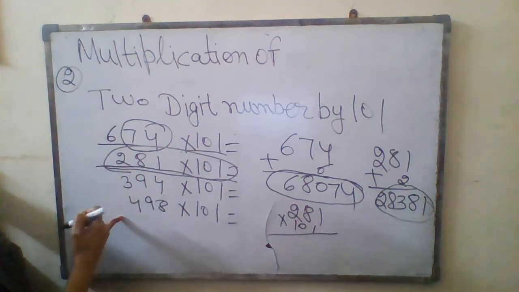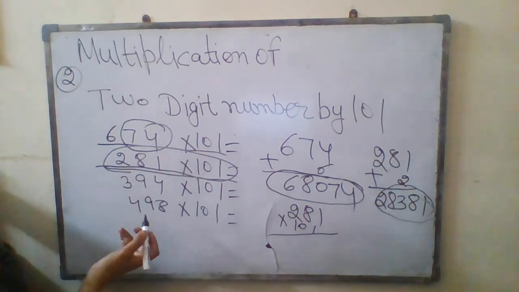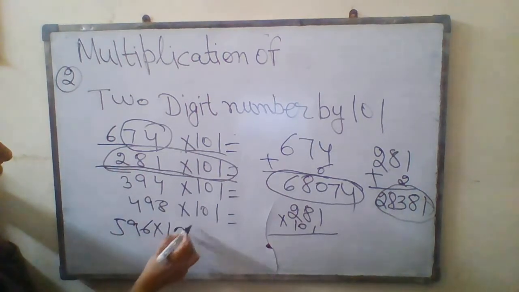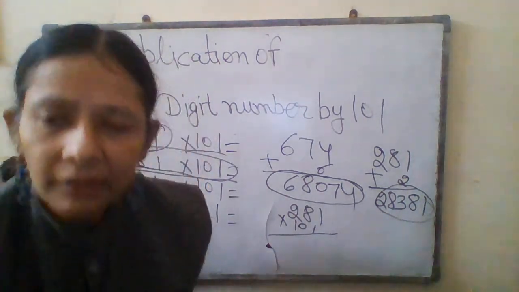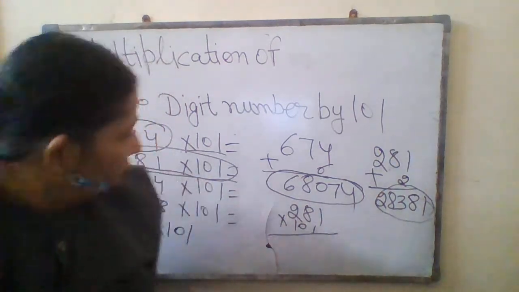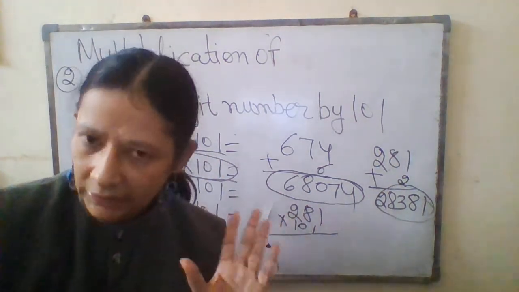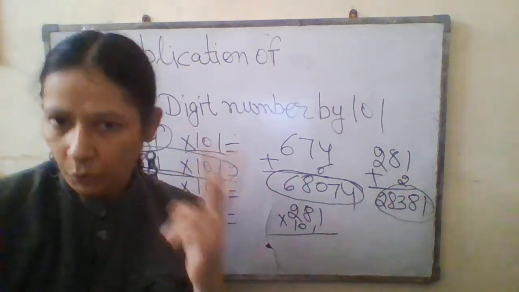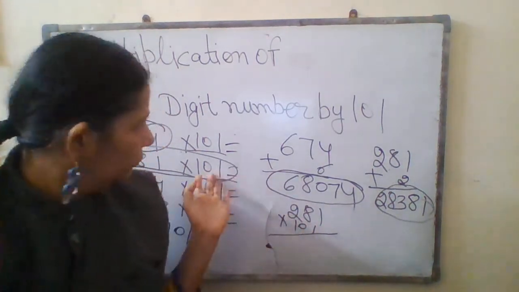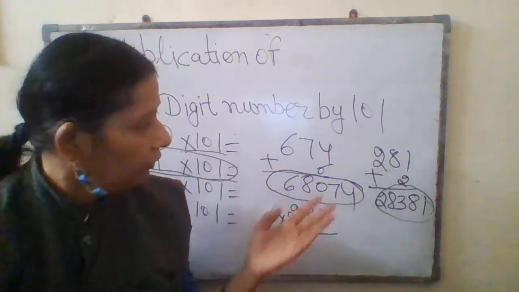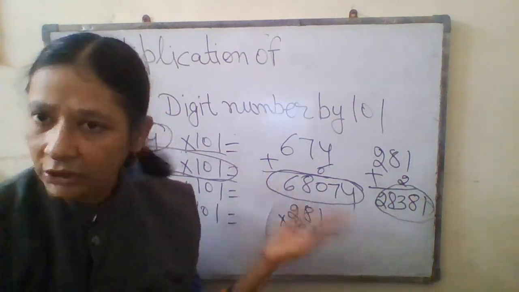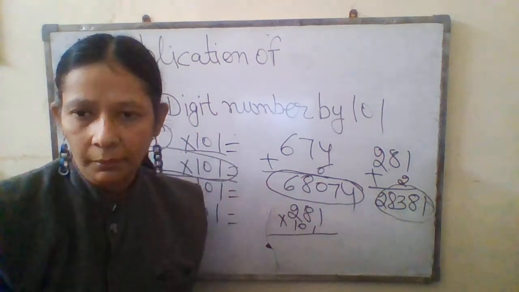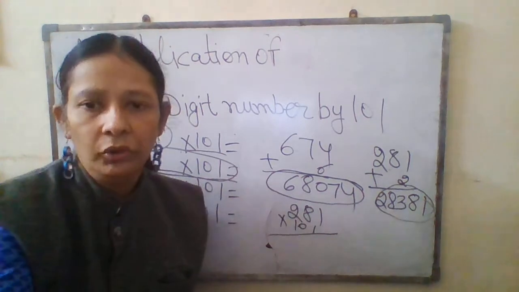Some other examples I have also written here, and these are not the only examples. You can try any number, like 596 multiplied by 101. Okay, see, basically what did I want to tell you? You have to practice. First, just see this video. Then after that, try multiplication of a two-digit number by 101. Then try multiplication of three-digit numbers by 101. Then you have to try the multiplication of numbers when the starting two numbers are the same. I'm going to write that down here also.